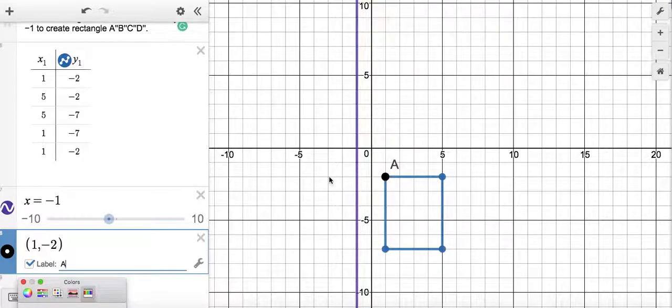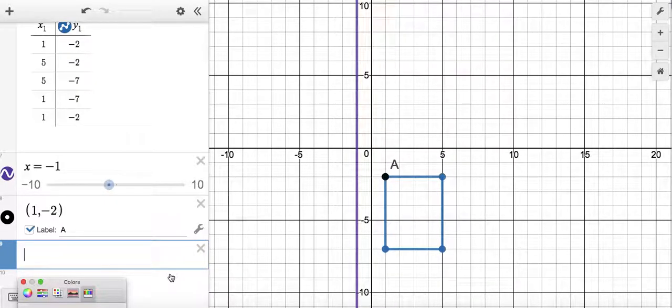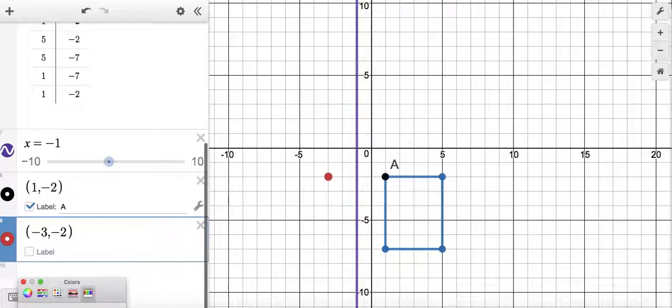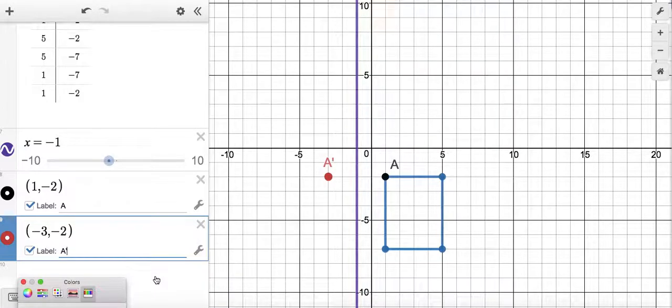So I'm going to count 1, 2. So I want my point to be right here. So now we're just going to count over and see what that point is. On the y-axis, this would be 1, 2, 3. It's going to be -3 on the y-axis. And on the x-axis, it's going to be -2. So all I'm doing is just plotting that point that we just found by counting. Now you can see that point has been reflected over this line, x equals -1, and so now we're going to call that A prime.